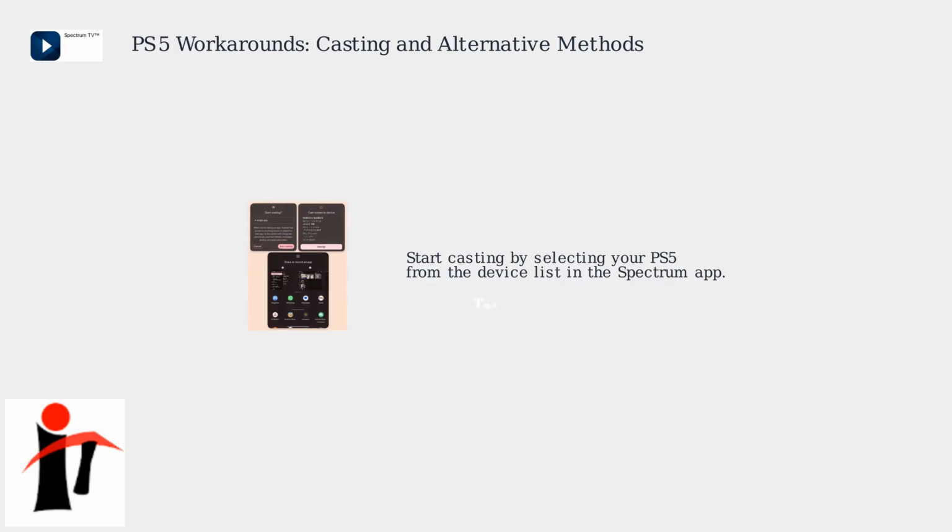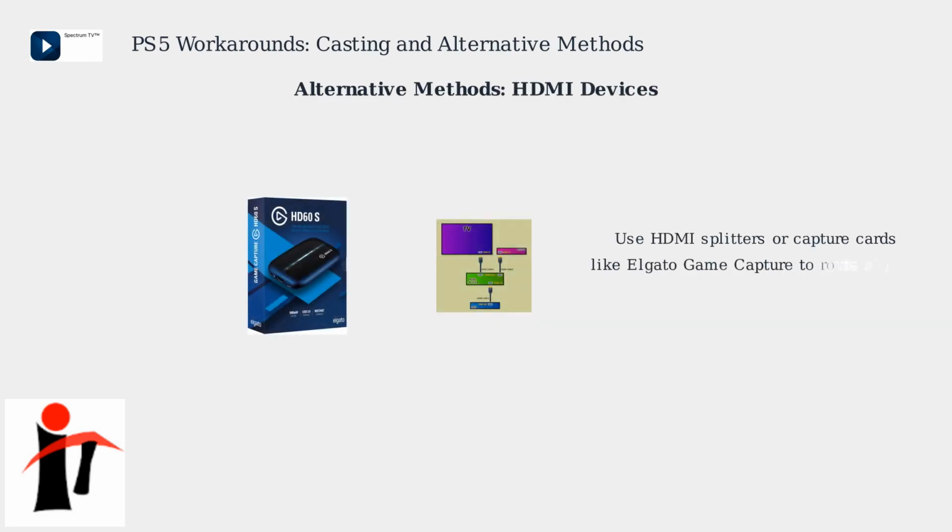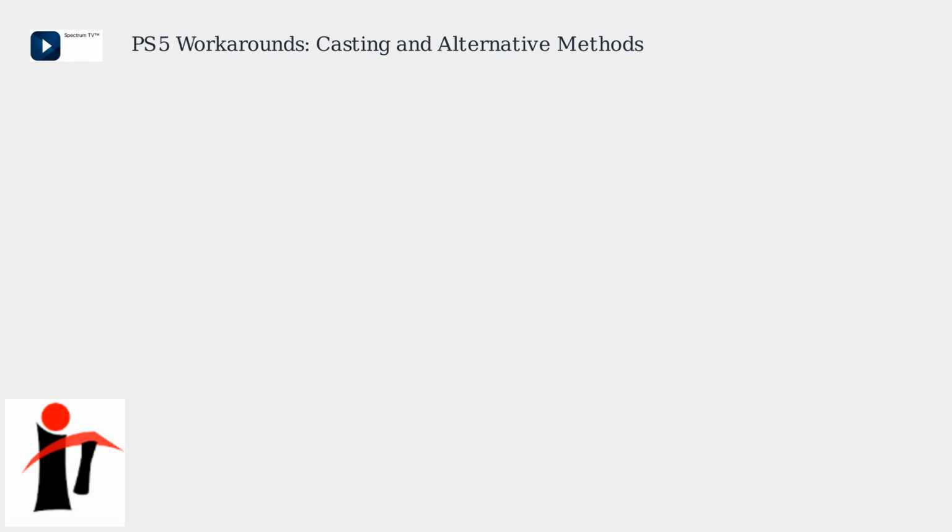In the Spectrum app, look for the casting option. Select your PS5 from the available devices and tap Start Casting to begin streaming your content. You might also consider using alternative devices like HDMI splitters or capture cards, such as the Elgato Game Capture, to route the Spectrum TV signal through your PS5.